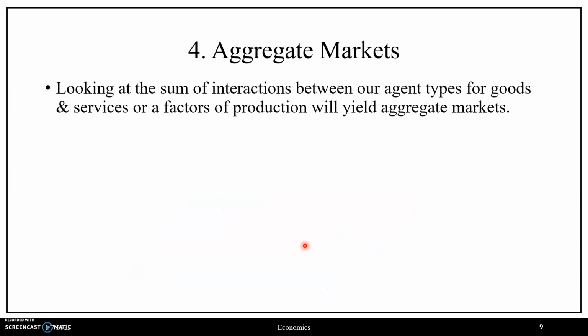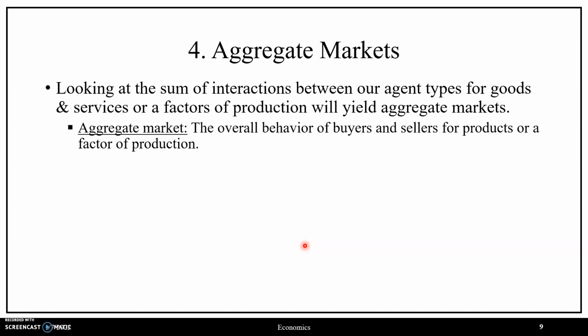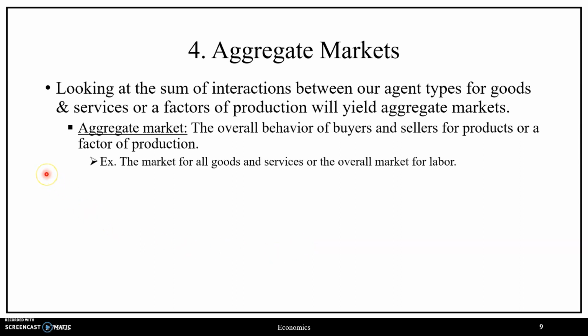Additionally, by looking at the sum of interactions between our agent types of consumers and firms for goods and services or a particular factor of production, we can look at aggregate markets, or in other words, the overall behavior of buyers and sellers for products or a factor of production. That is, the overall market for goods and services in a particular country, or the overall market for labor if we looked at the factor of production of labor.